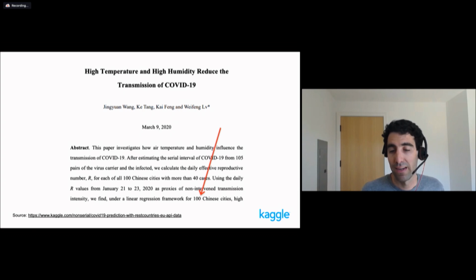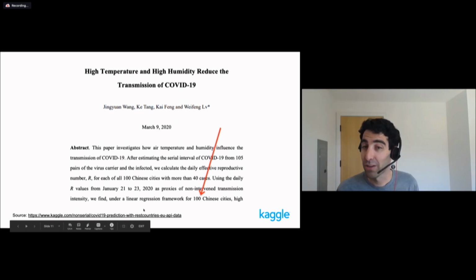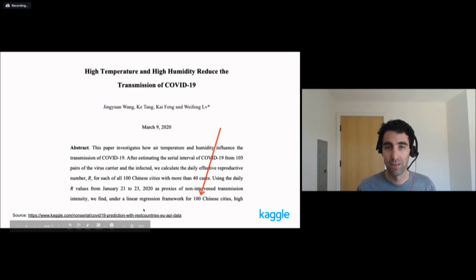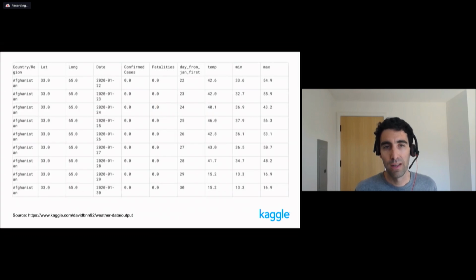And this is one of the studies that is very often referred to when people say that temperature and humidity seem to reduce transmission. But this paper was written on 100 Chinese cities. That is a very, very small analysis. Whereas somebody in our community has taken every single city in the Johns Hopkins University data set, joined that city to the nearest weather station.